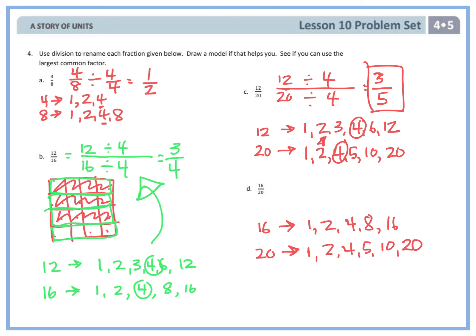I'm going to change my color here just because I think it's a little confusing. So we're going to come up here. We're going to rewrite 16/20. We're going to divide by our greatest common factor, which is 4.